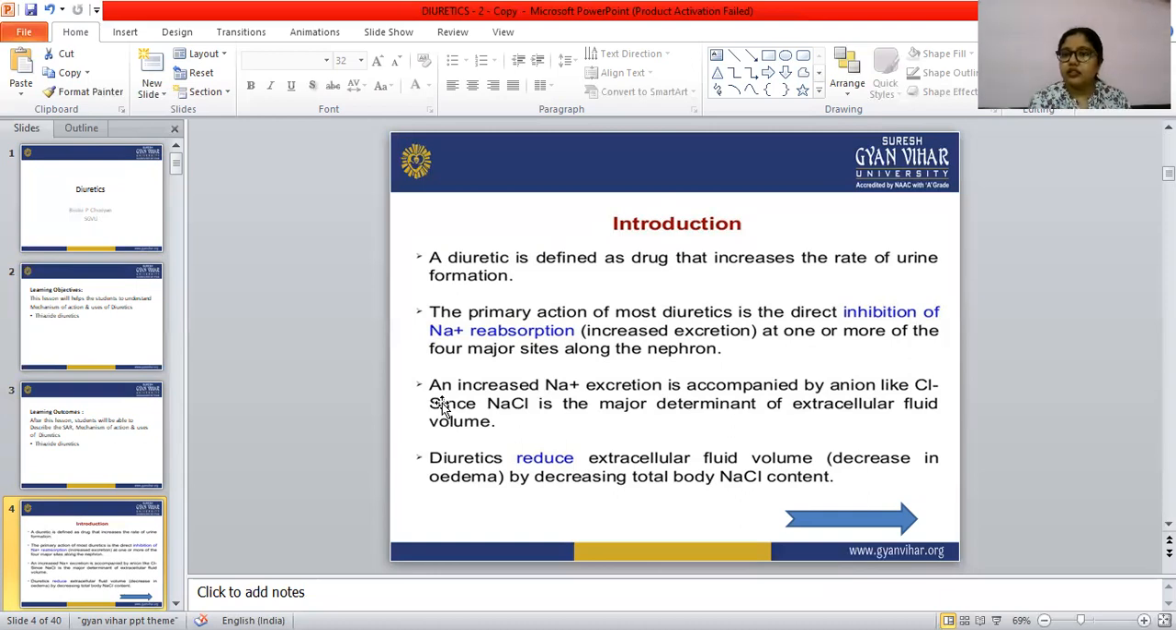Sodium chloride is the main factor of the extracellular fluid volume, and when sodium chloride is excreted through the urine, the total content of sodium chloride decreases. So diuretic drugs increase urine formation as well as sodium chloride excretion, and decrease the sodium chloride content in the body. This is all about the diuretics.